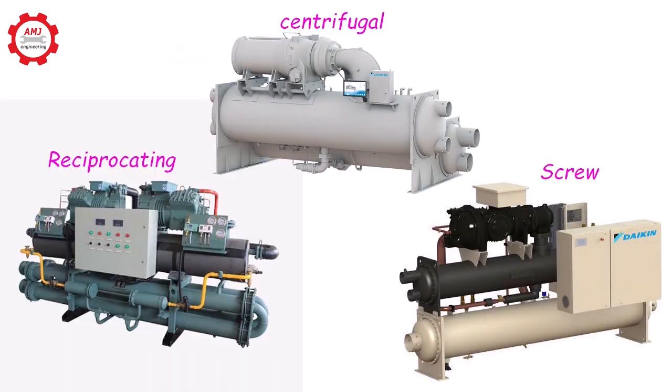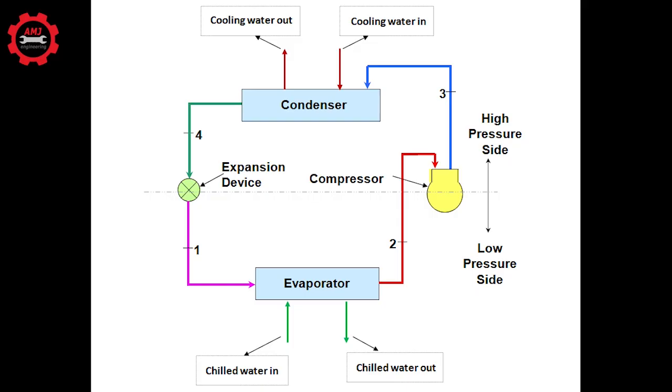As a conclusion, the only difference between centrifugal, reciprocating, and screw chillers is the compression technology adopted by the compressor, and all the rest are the same. To know more about how vapor compression chillers work, please visit the link in the description below, because I already explained that in a previous video.